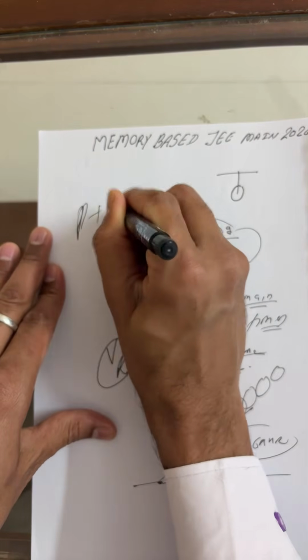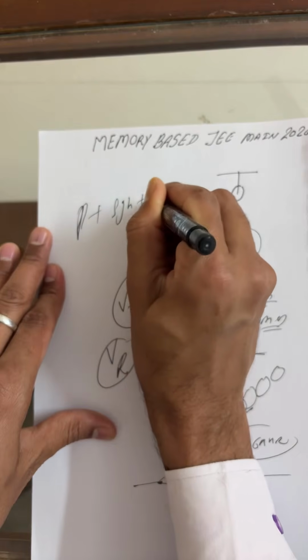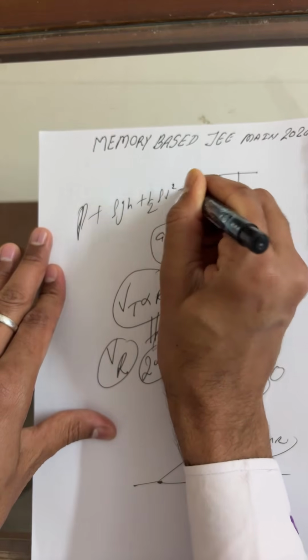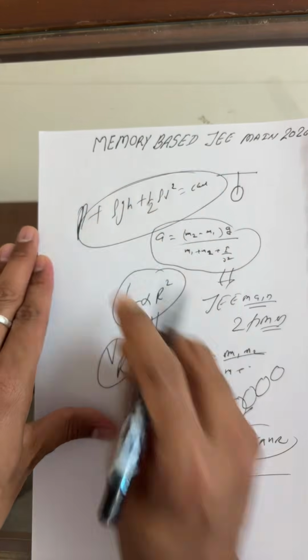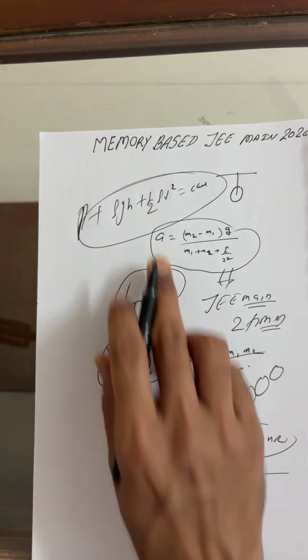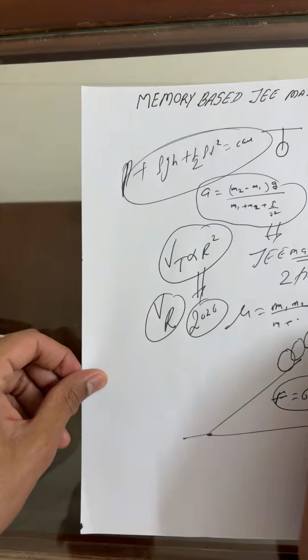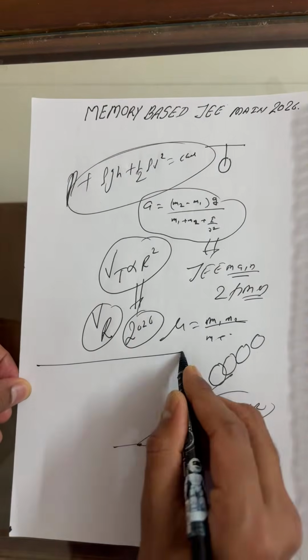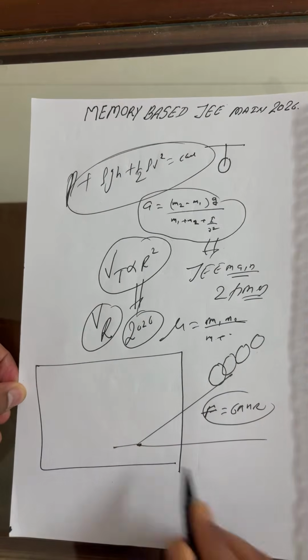P plus rho gh plus half rho v square is equal to constant. This thing, beta, they can repeat. Beta, one more thing, bacha. This is highly required, my dear. They asked already, but they can ask again here.